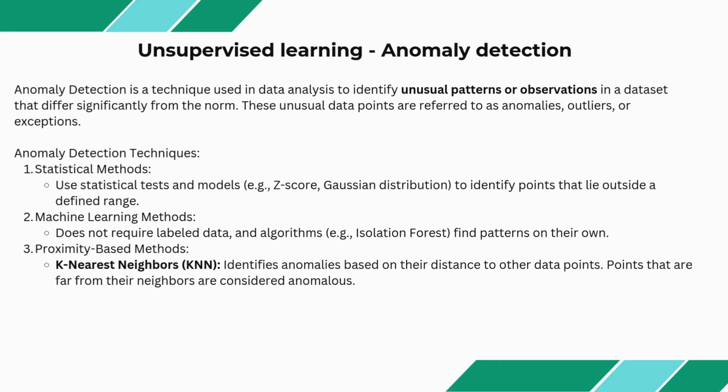Next is machine learning methods. Over here, machine learning does not require labeled data, and algorithms such as isolation forest find patterns on their own. Next is proximity-based methods. KNN, or K nearest neighbors, is a very important concept, and over here it identifies anomalies based on their distance to other data points. Points that are far from their neighbors are considered anomalous. So KNN is important. Don't confuse it with K-means. These are two different techniques. KNN is for anomaly detection and K-means is for clustering.